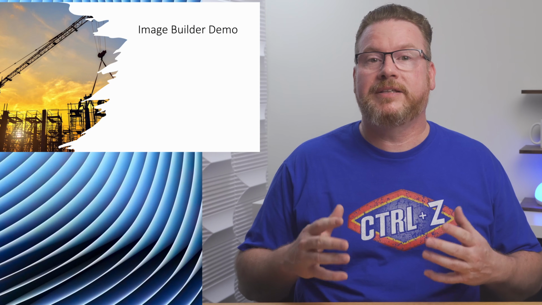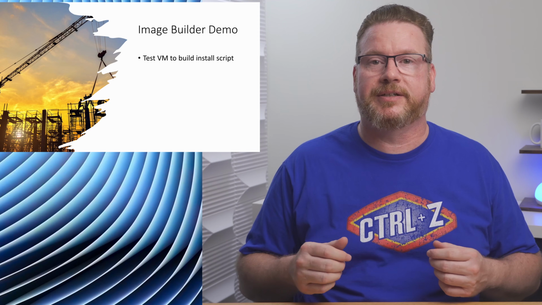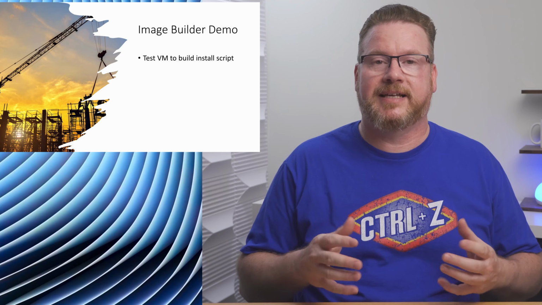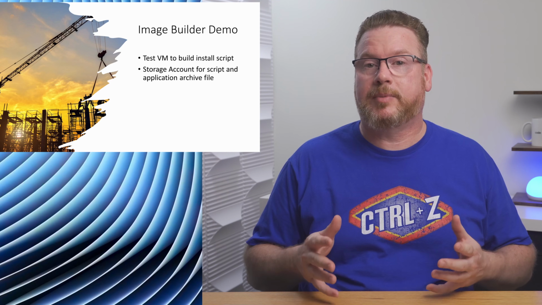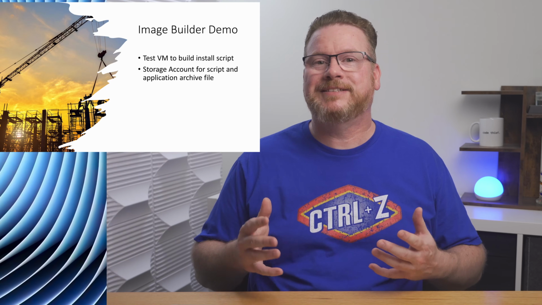To follow along, you'll need a VM built with the same image you plan to use as the source for Image Builder. We test our installation commands on that. You'll also need a publicly available storage account. We're not using private endpoints for this example. The script and the commands used in this video are available at the links below. Let's jump into the test VM to get started.